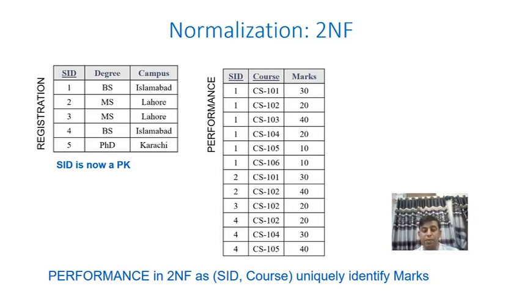Performance is in 2NF, as SID and course uniquely identify marks. So now we can say that performance is in 2NF. Why? Because there is a fully functional dependency.